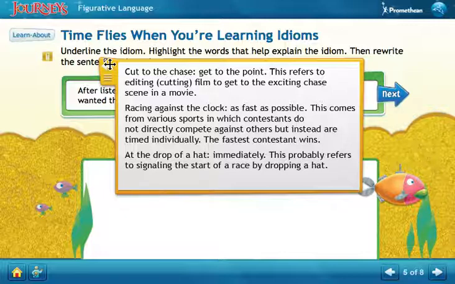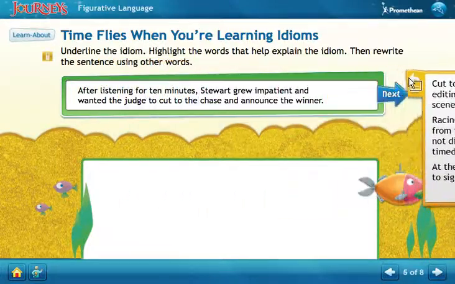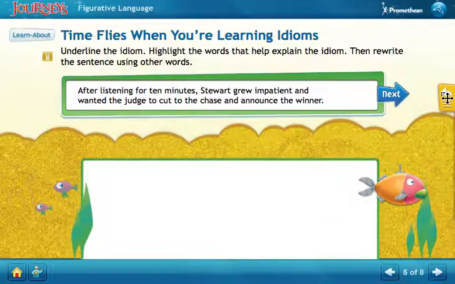At the drop of a hat means immediately. So this probably refers to the signaling the start of a race. They used to drop a hat to start the race. So that's where it originally came from, and we use it in different areas to mean immediately.